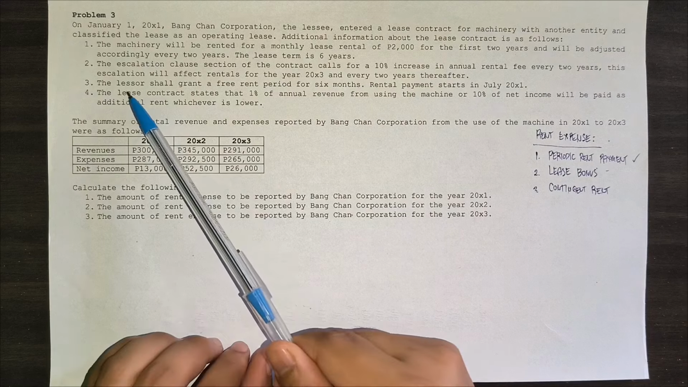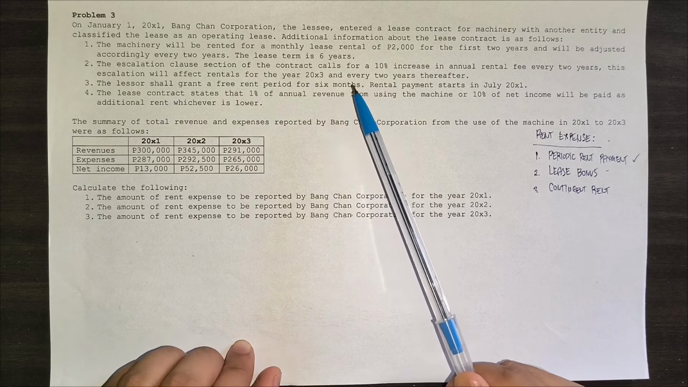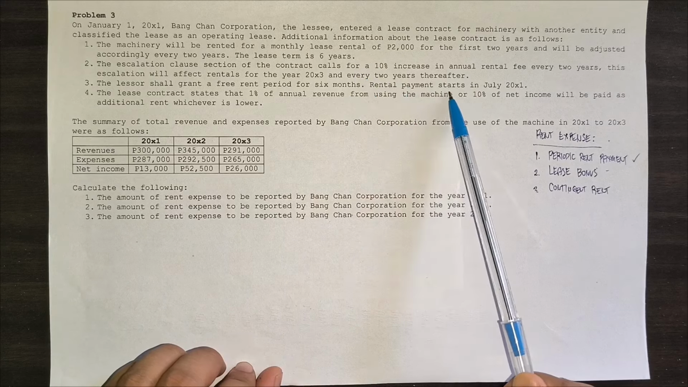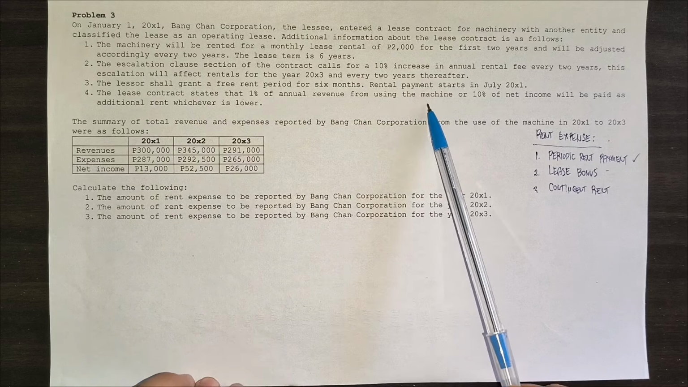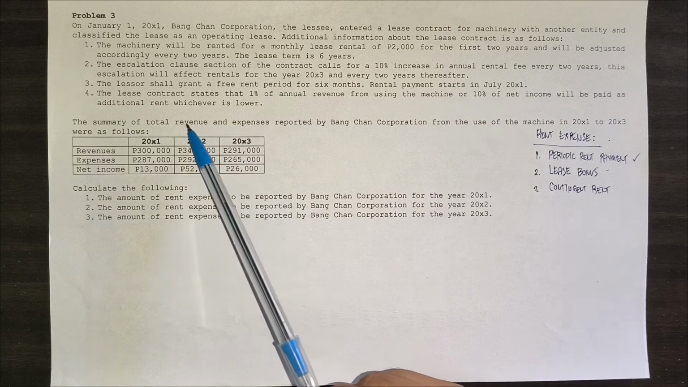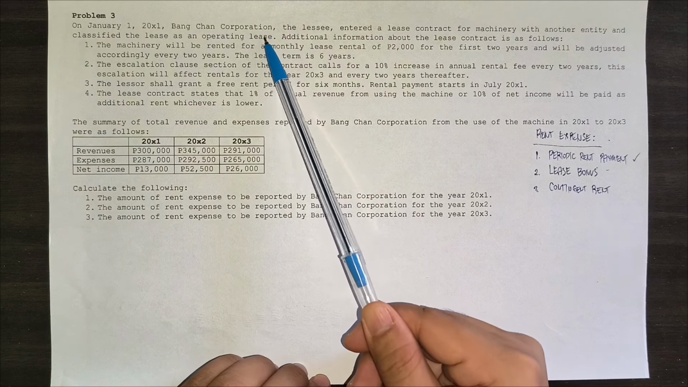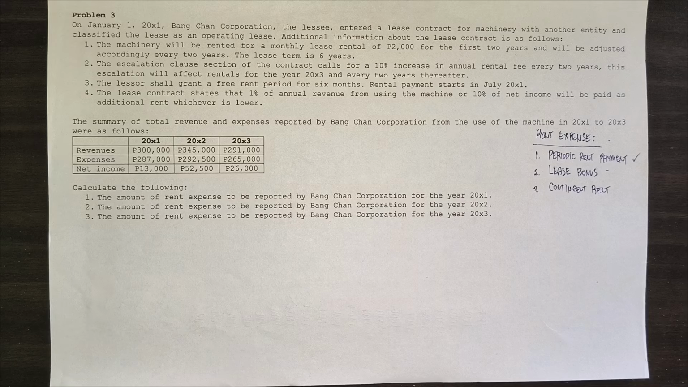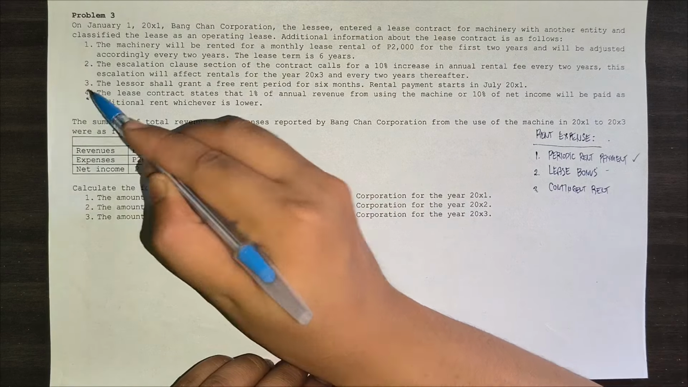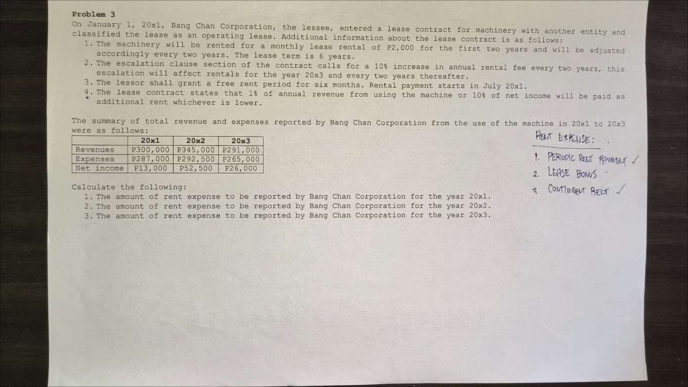Okay? Ayan. Number 3, the lessor shall grant a free rent period for 6 months. So, merong lease incentive, which is yung free rent, na good for 6 months. The rental payment starts in July 20X1. The lease contract states that 1% of annual revenue from using the machine or 10% of net income will be paid as additional rent, whichever is lower. So, si Bangchan Corporation, class, no, iririmit niya kay lessor yung 1% ng annual revenue or 10% of net income, whichever is lower. So, itong number 4 na ito, class, this is an example of contingent rent. So, meron ng contingent rent dito sa problem number 3. So, wala tayong nabasang lease bonus, no? So, wala yung lease bonus dito sa problem number 3.